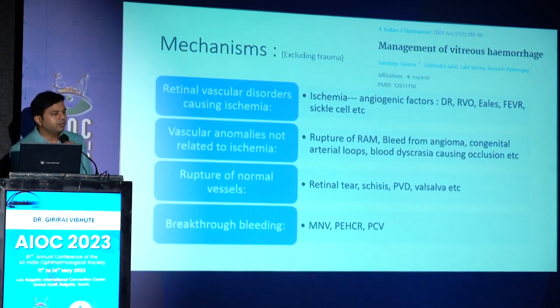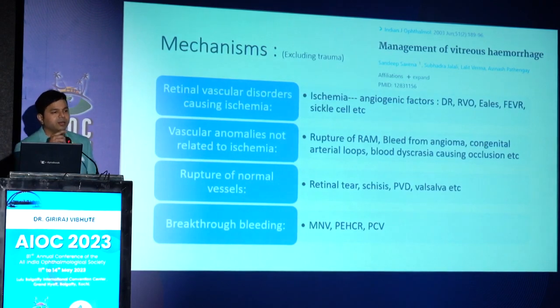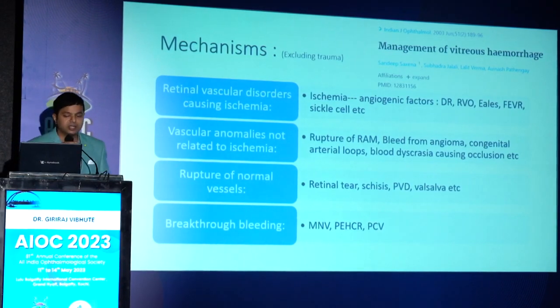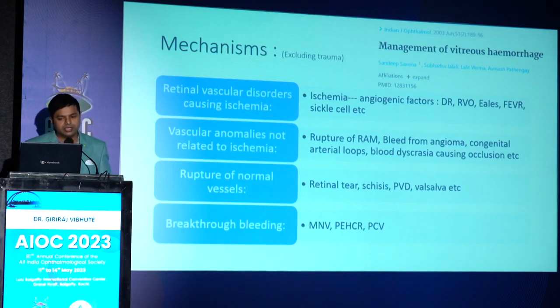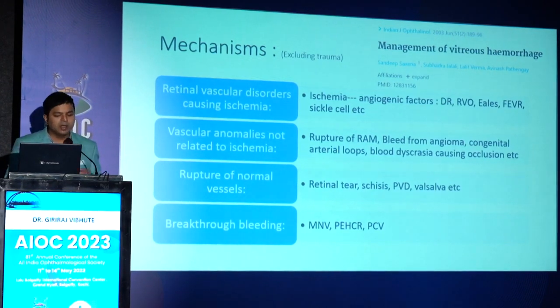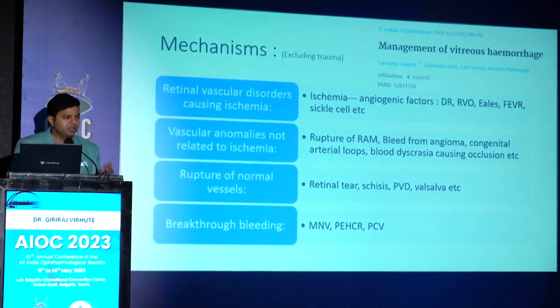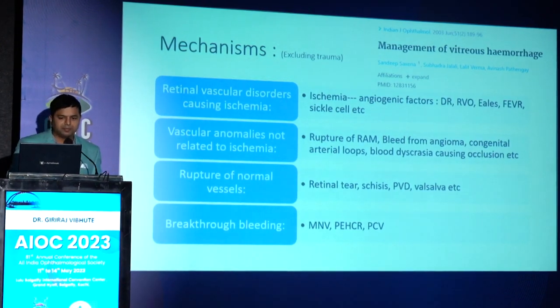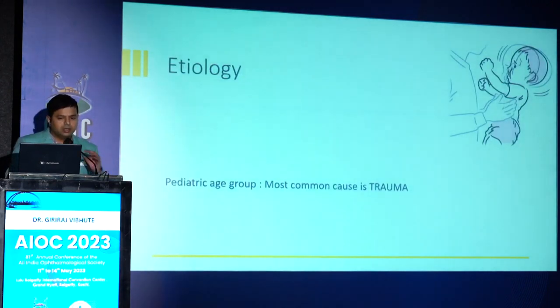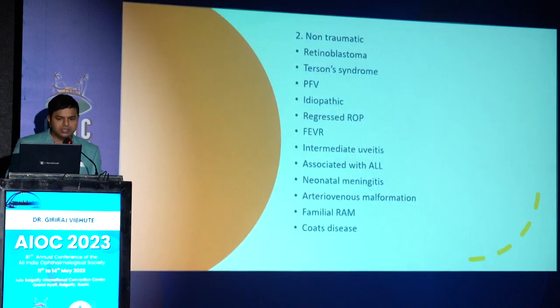It can also be due to rupture of a normal vessel, as it happens in retinal tears, retinal schisis, PVD-induced vitreous hemorrhage and Valsalva retinopathy, etc. Another important cause in old age people mainly is MNV or CNVM, and peripheral exudative hemorrhagic chorioretinopathy and PCV, being the most common amongst them. Just wanted to highlight the point, in pediatric age group, most common condition is trauma. I know Dr. Apurva is going to speak in detail on this, so this is just a list, I will not go into that.